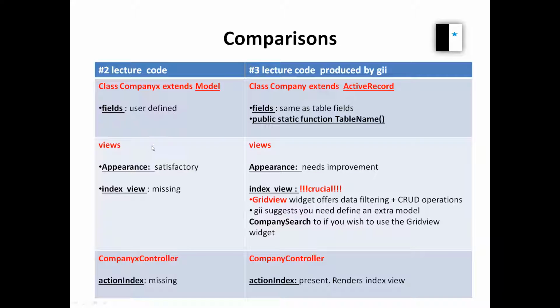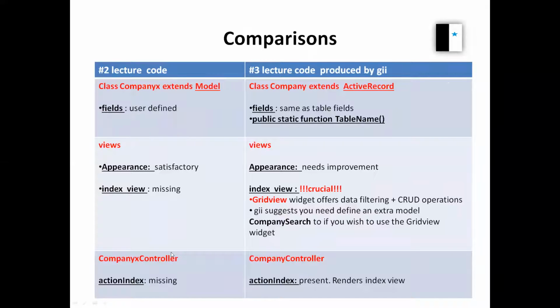Now, if we compare the views of company X to the views of company, we see that in general the appearance of the views for company X was more satisfactory compared to the ones produced by Yii. However, company X of course misses the crucial index view, in which we show the GridView widget that offers data filtering and CRUD operations. And recall that Yii suggested that in case you wish to use the GridView widget, you had to define an extra model, the company search model.